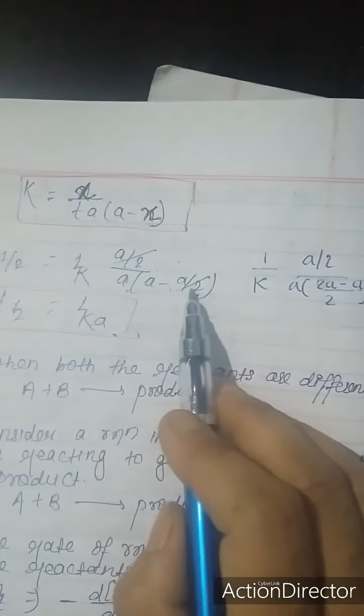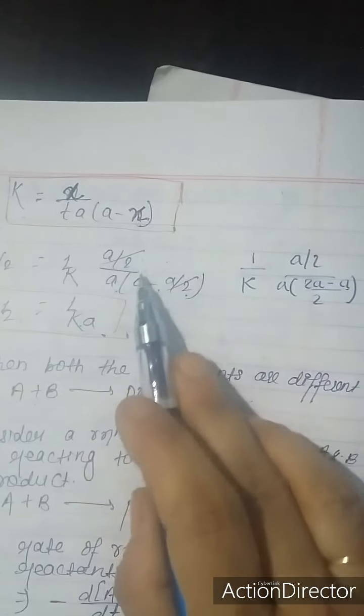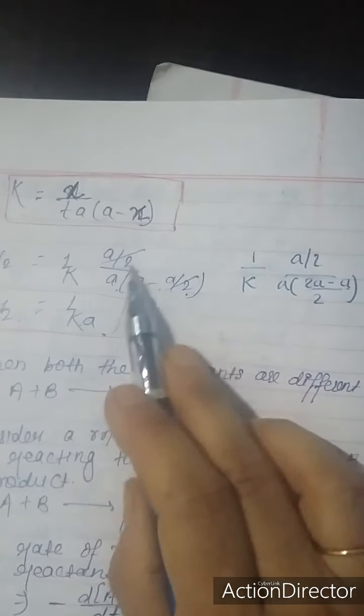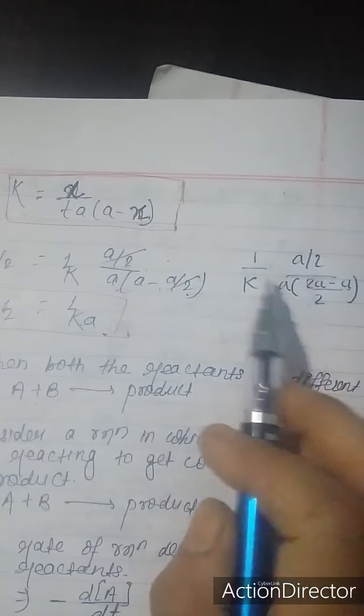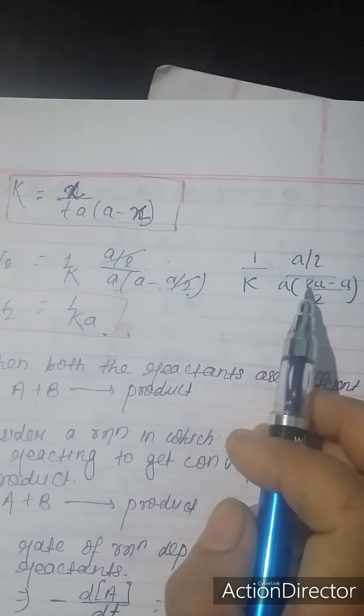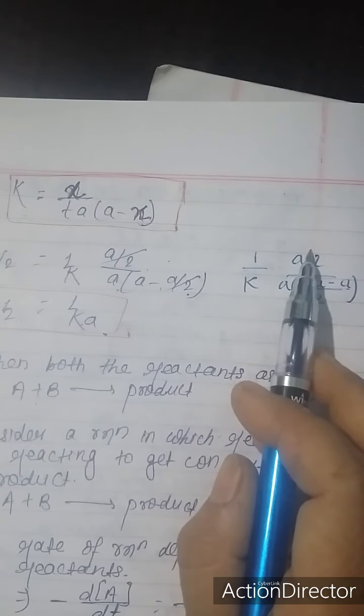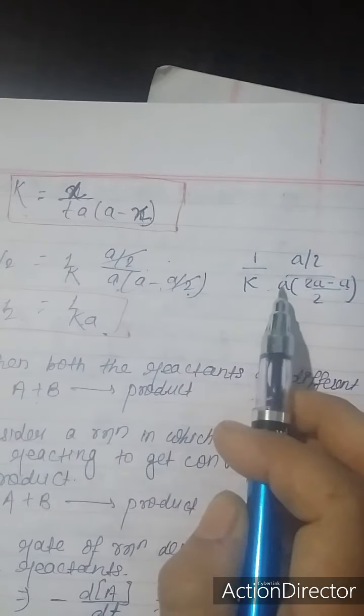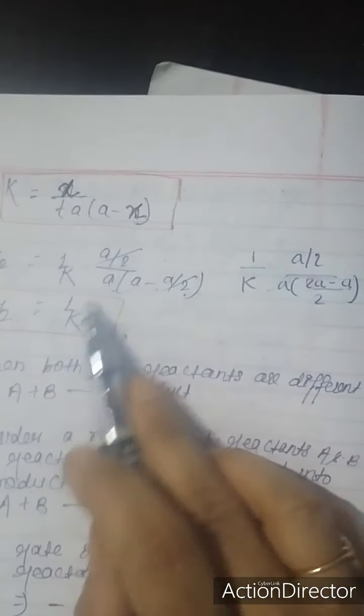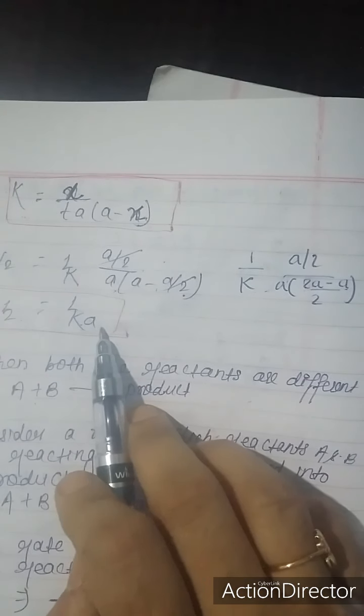Now this X is A by 2. So wherever there is X you will put A by 2. Take LCM of this. After taking LCM you are left with A by 2 only here also. So that A by 2 and this A by 2 will get cancelled. So here you will be left with 1 upon Ka. So T half will be equal to 1 upon Ka.